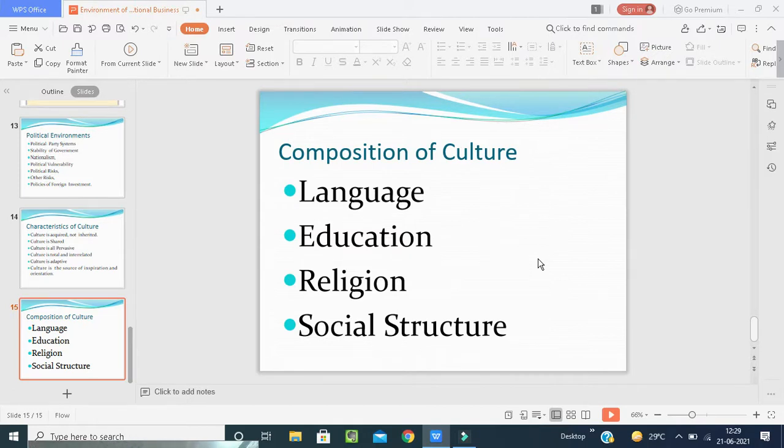Then religion should be there. We have to respect different religions. If you go to the Middle East, the religion is different. We have to respect their religions, norms, and culture. Then social structure should be there, formed between two countries or two people or two individuals or two groups for running the business for the long term.